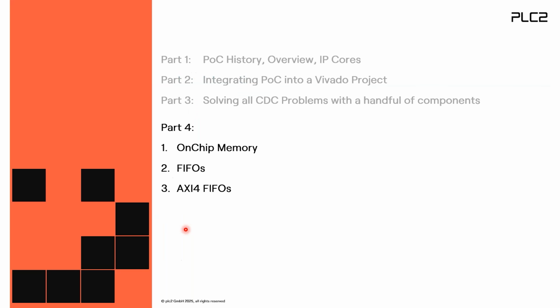Okay, so then let's go to our presentation here, our webinar part 4. As I said, the previous 3 webinars are available online and they are recorded. And today we want to focus on on-chip memory on FPGAs, FIFO implementations we can derive from the memory, and AXI4 FIFOs derived from these FIFOs. So I try to build up a certain chain of reuse in here.